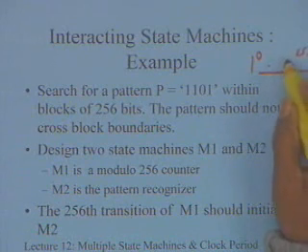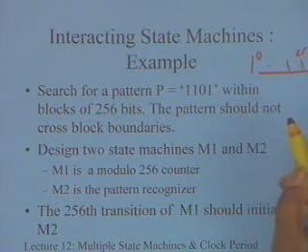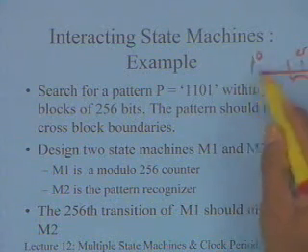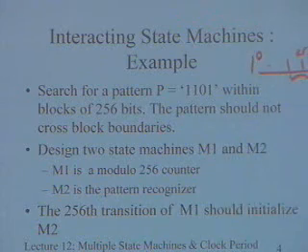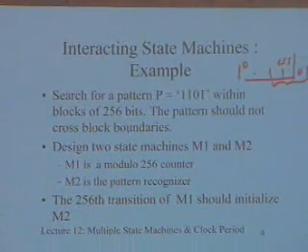So I cannot have a pattern 1101 crossing the block boundary. I cannot have a pattern like this. So this is not an acceptable pattern. The whole pattern has to fall within the block boundaries. So that is the problem that we are planning to design, synthesize.